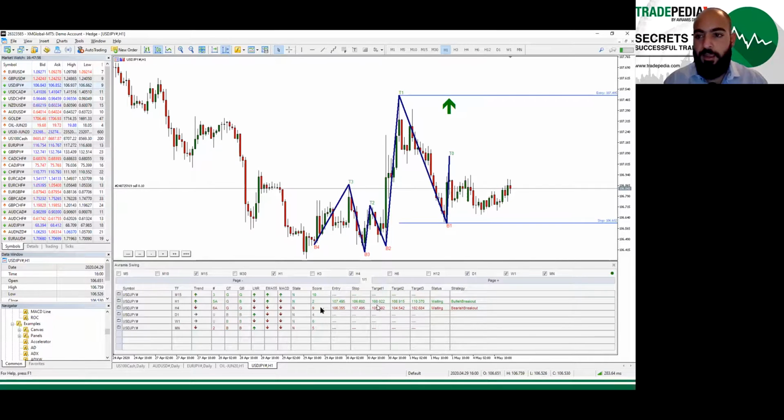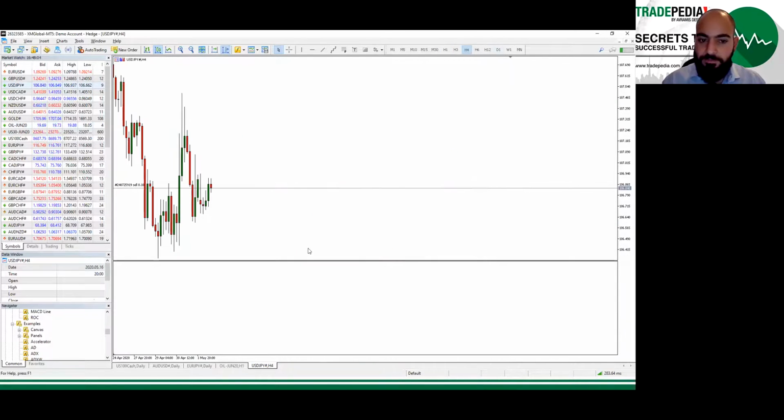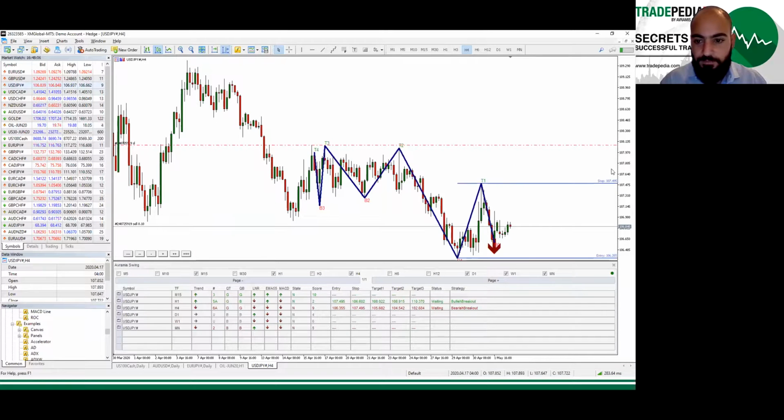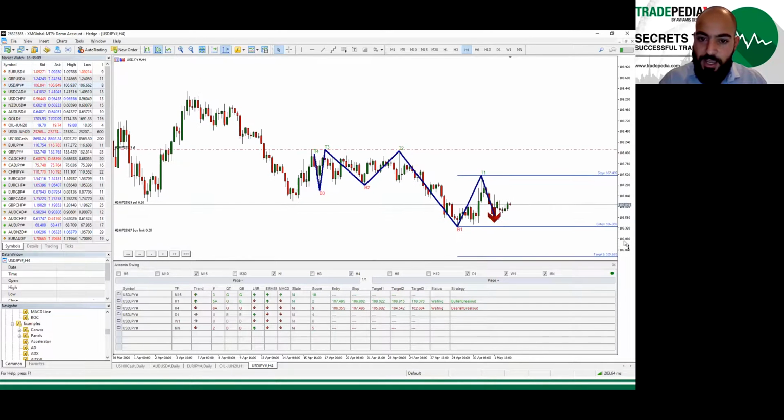I have 2 trades. One with a score of 2, one with a score of 9. Which one to take? Gotta take the short one, right? So I go to the 4 hours, and this is the trade that we want to take. All you have to do is place your orders.